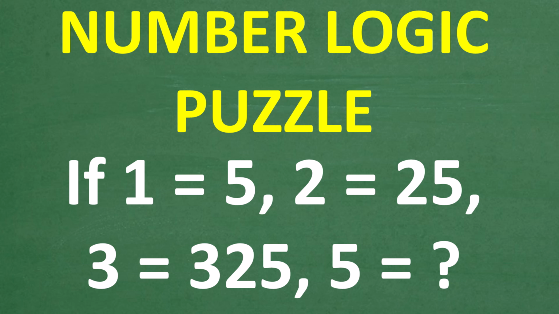Some people that know a lot of math are not going to be able to solve this problem, while other people that don't know a lot of math are going to see exactly how to get the right answer. So let's take a look at the question. If 1 equals 5, 2 equals 25, and 3 equals 325, what's 5?